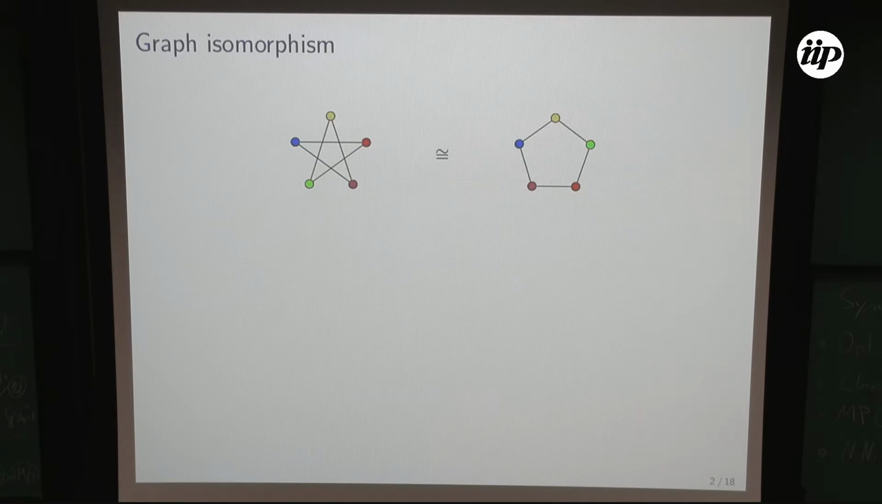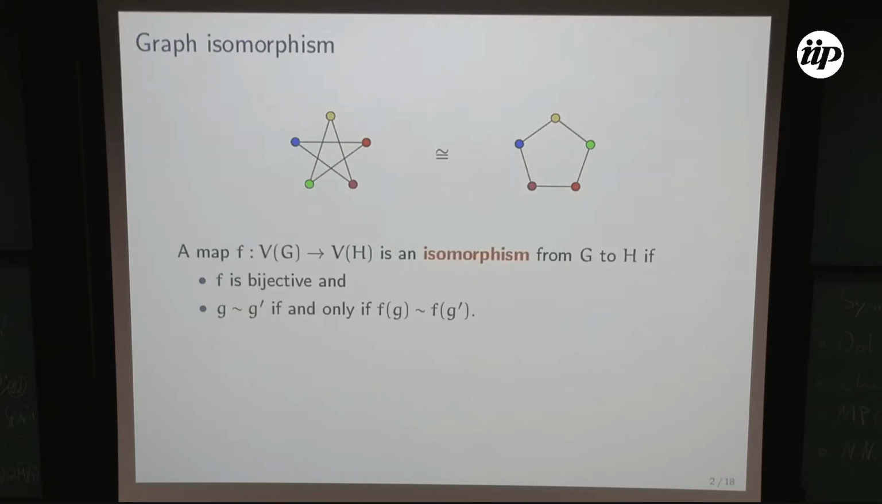If you want to be more formal, then you say that you have a mapping F, which takes vertices of one graph to those of the other, and you ask that this F is a bijection, and that it preserves both adjacency and non-adjacency. If you take adjacent vertices and map them, you get two adjacent vertices, and the same if you took two non-adjacent vertices. Whenever such a mapping F exists, we say that the graphs are isomorphic, and I'm going to denote it using this congruent symbol.